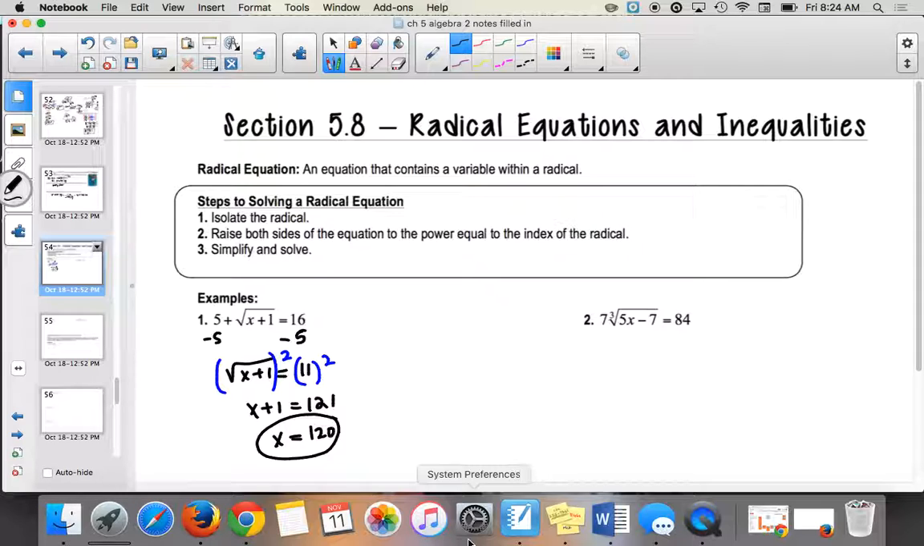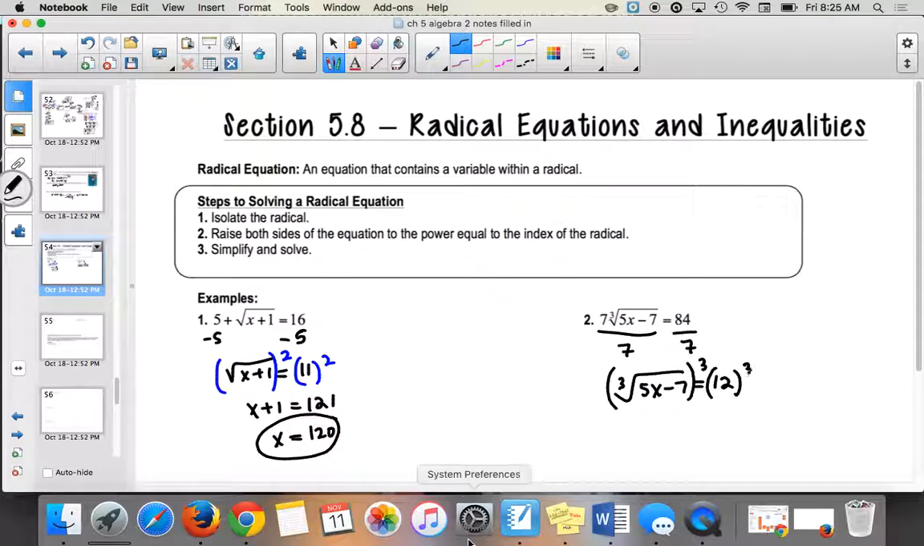All right, so the next one, I'm going to divide by 7 to isolate the root part. So when I divide by 7, I get the cube root of 5x minus 7 is equal to 12. All right, and I need to get rid of a cube root. So what do I do to both sides? Cube it.